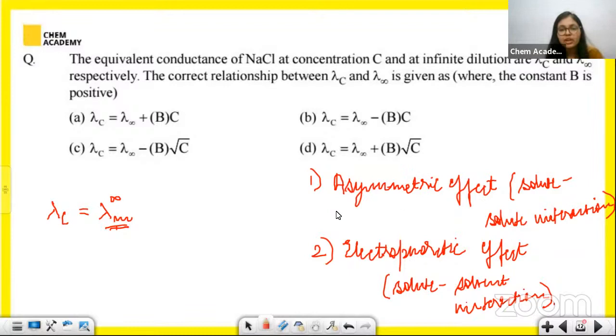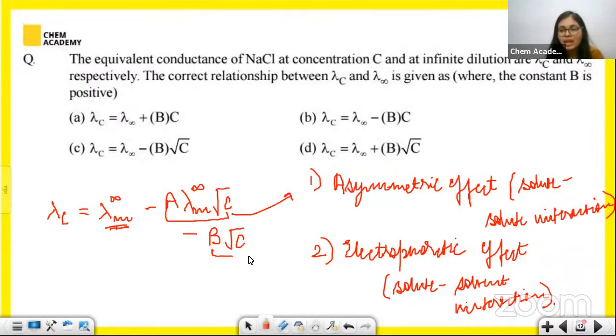Because of the asymmetric effect, the amount that decreases is A lambda m infinity under root C, minus B under root C. This term is due to the asymmetric effect, and this decrease is due to the electrophoretic effect. So because of these interactions, the conductance decreases in a particular solution.